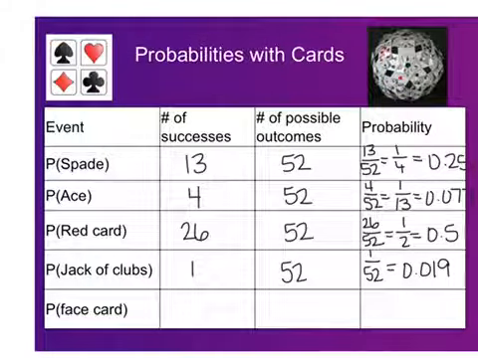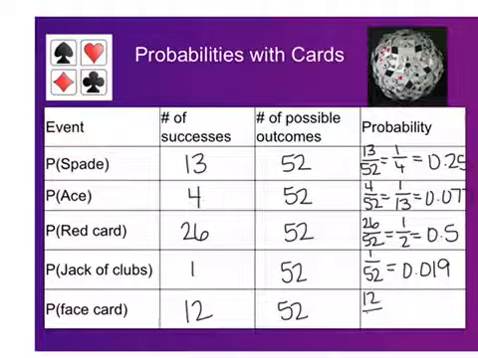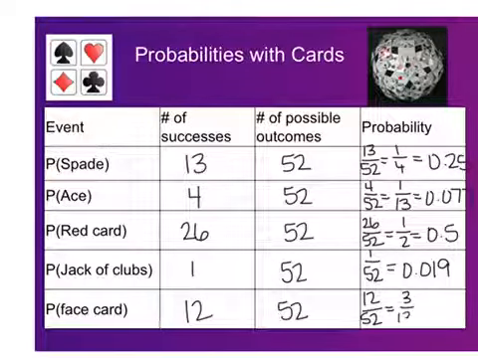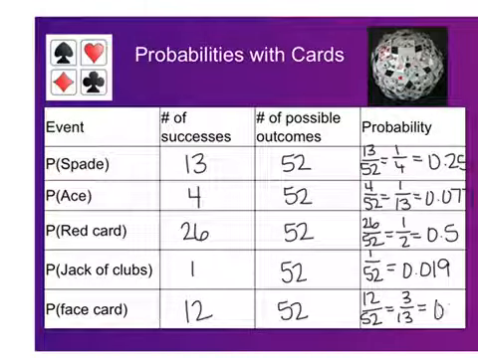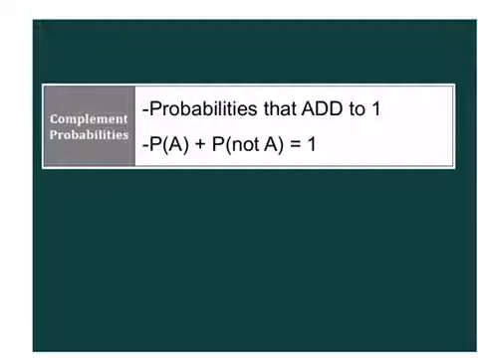So there's only 12 of them out of 52. Create that fraction, 12 out of 52. That's going to equal 3 out of 13, which is going to give me 0.231.